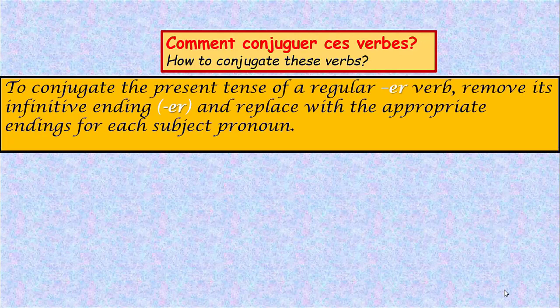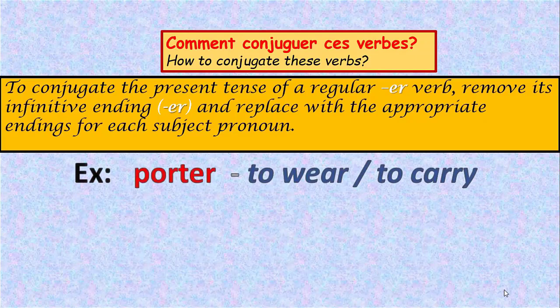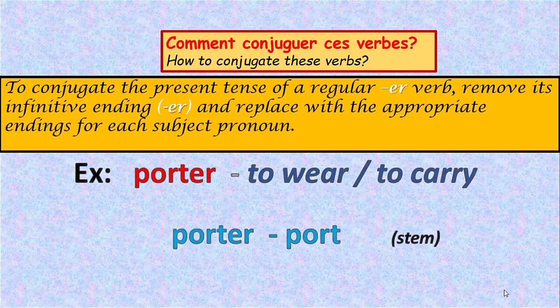So to conjugate the present tense of a regular ER verb, remove its infinitive ending ER and replace with the appropriate endings for each subject pronoun. Example, porter, which means to bear or to carry. Remove the infinitive ER and it is left with porte, the stem. To this add E, ES, E, ONS, EZ, ENT.